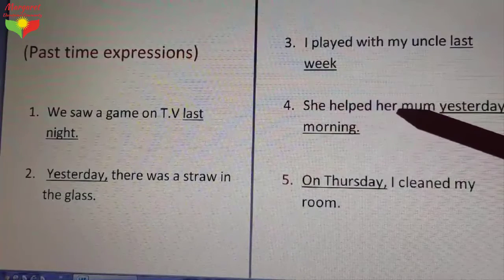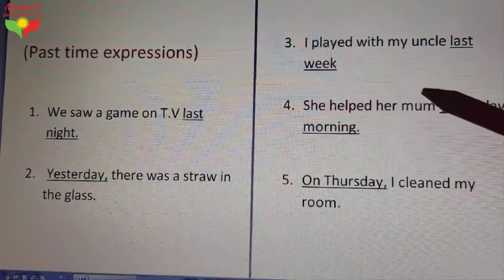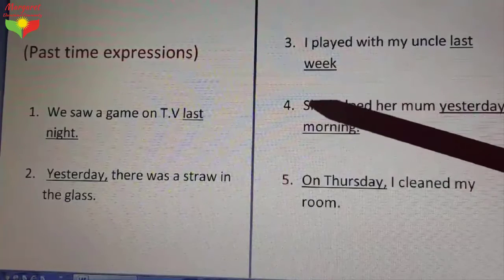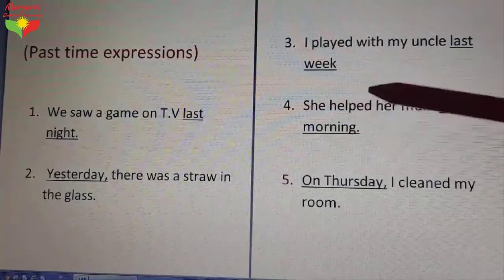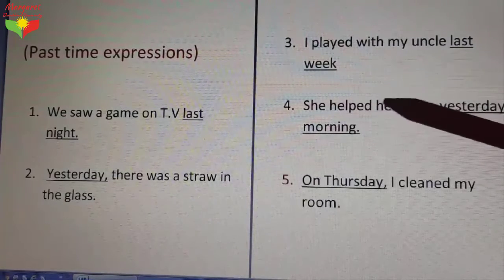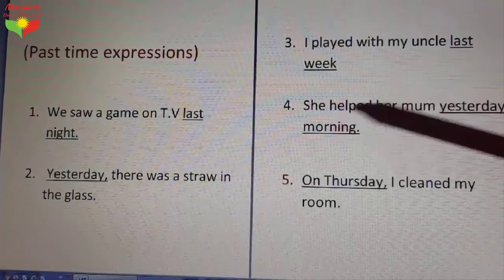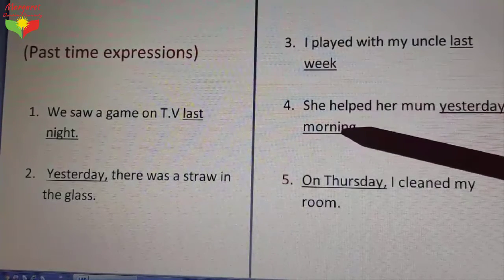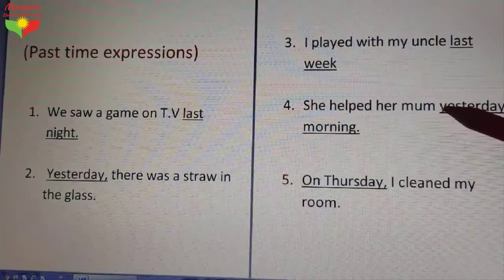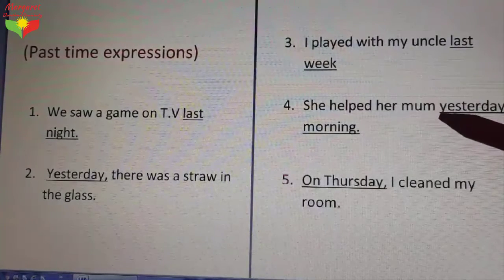She helped her mom yesterday morning. So help is the present, but helped will be past because we added ed, and help also is one of the regular verbs. Yesterday morning, the time expression. If I ask you to underline the time expressions like me, you have to underline yesterday morning, right? Because we put it at the end, it doesn't need a comma. If we put a comma, it will be false.